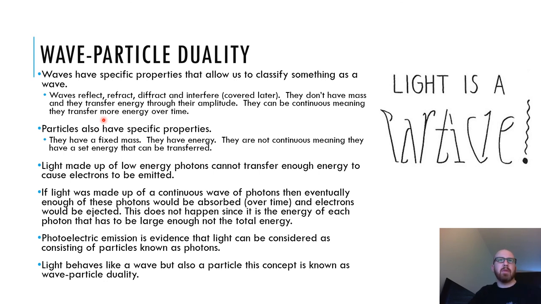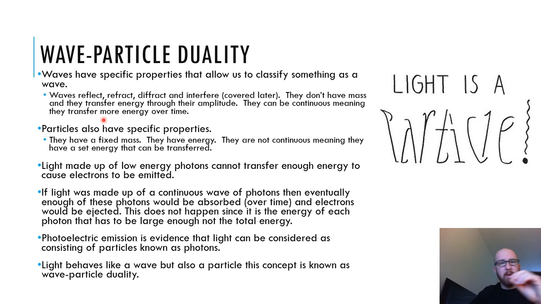So if light was made up of a continuous wave of photons, then eventually enough of these photons would be absorbed over time and electrons would be ejected. This does not happen since it is the energy of each photon that has to be large enough, not the total energy. Photoelectric emission is evidence that light can be considered as consisting of particles known as photons, and light behaves like a wave but also a particle. This concept is known as wave-particle duality. So if you're ever asked for a piece of evidence that proves wave-particle duality, it's the photoelectric effect.